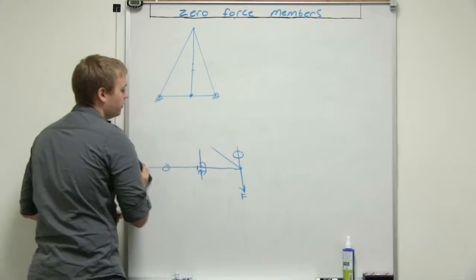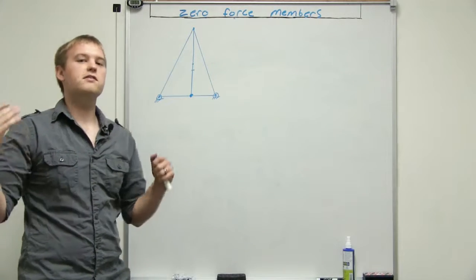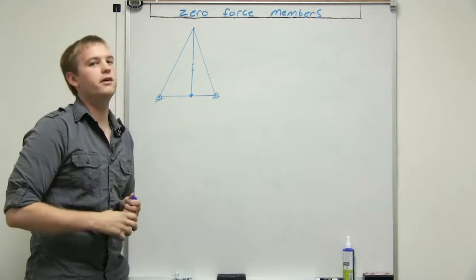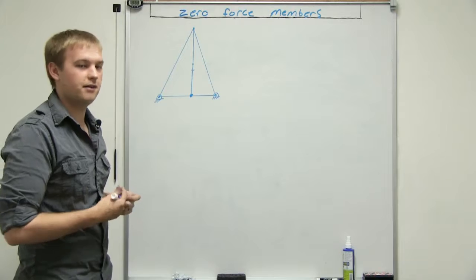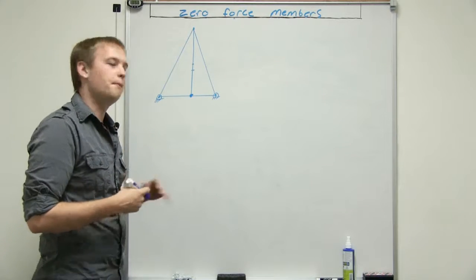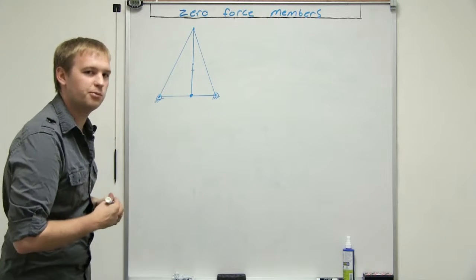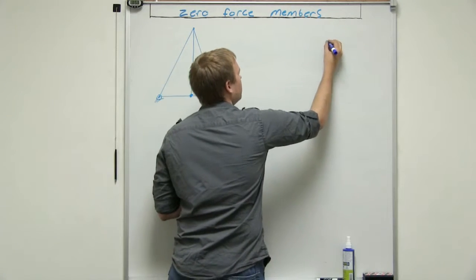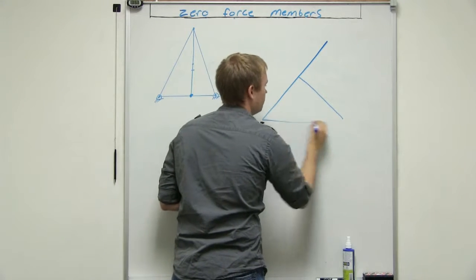Now, something important to look at is if a member is a zero force member from one side, it is always a zero force member. It doesn't matter what's happening on the other side. Give that as many forces as you want, but if it looks like a zero force member from one side, it is a zero force member. So that would be if we had a case, say like this.